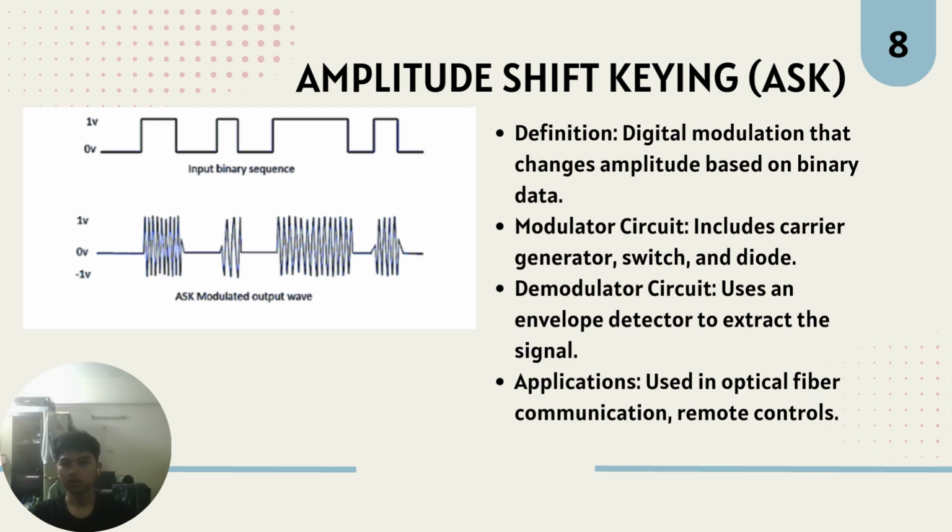On the left side is the diagram. It shows how ASK works. The wave is represented by high amplitude for a binary one, and the absent or low amplitude for a binary zero. So this pattern allows digital data to be transmitted.